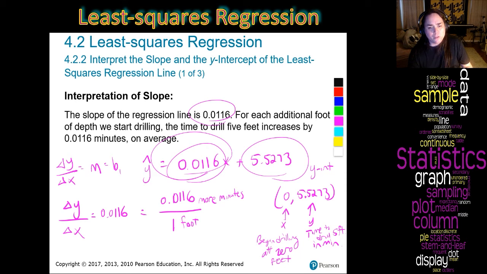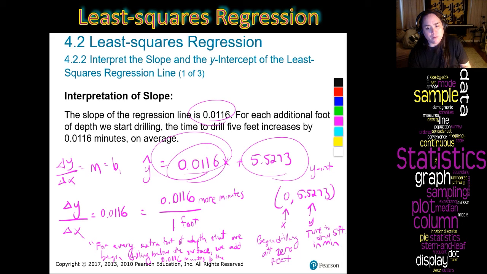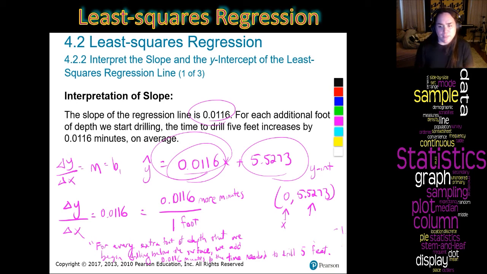In other words, if we were to write this out, for every extra foot of depth that we begin drilling below the surface, we add 0.0116 minutes to the time needed to drill 5 feet. That is what that's saying.